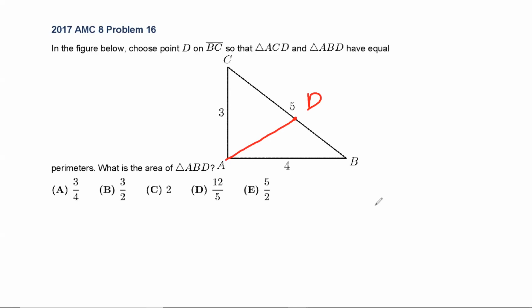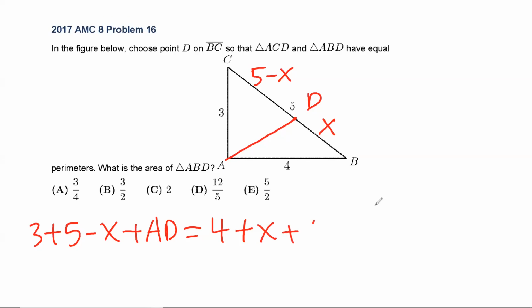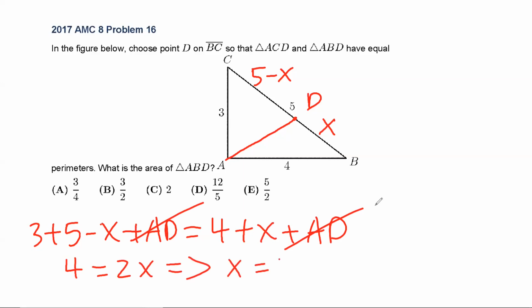So since these two triangles have equal perimeter, let's say that we call this x, which means that this length has to be 5 minus x. So in order for them to have equal perimeter, then the perimeter of one, which is 3 plus 5 minus x, plus whatever the length of AD is, equal to the perimeter of the other, which is 4 plus x plus whatever AD is. So AD conveniently cancels out. So what you get if you rearrange is that 4 is equal to 2x, which means that x is equal to 2.